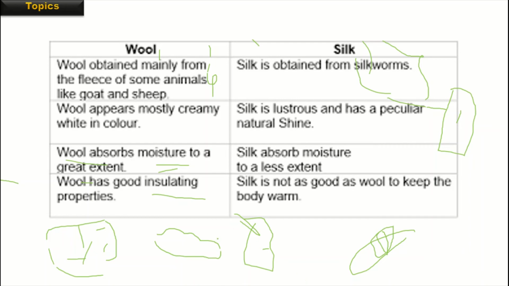So what is wool doing here? Wool keeps us warm in winter, but silk is not as good as wool in keeping warm. So these are the differences.